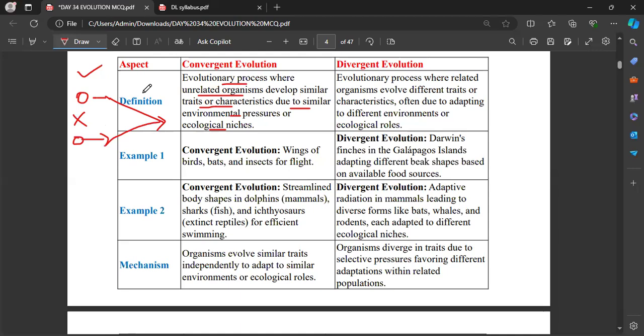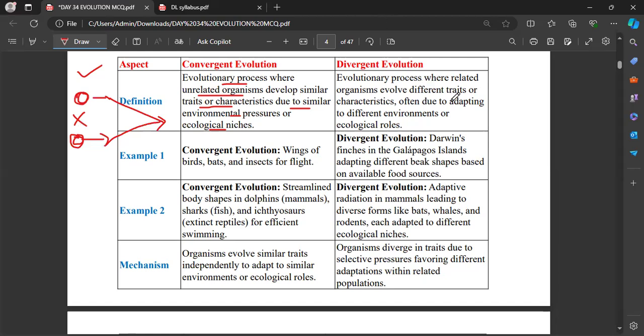Through this similar feature, they evolved from unrelated species. See, just let me explain very clearly. See, this will be the species. They have a different ancestor, they have no relation at all between these two species. There is no relation, but they have similar characteristic features. See, they acquire the similar characteristic features because of environmental pressure. Okay, so that is what convergent evolution is.